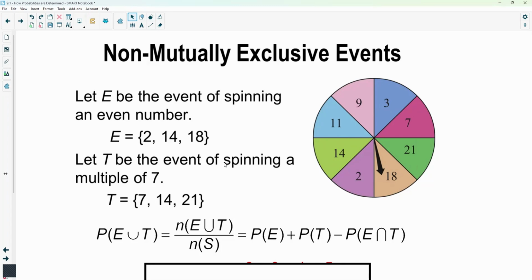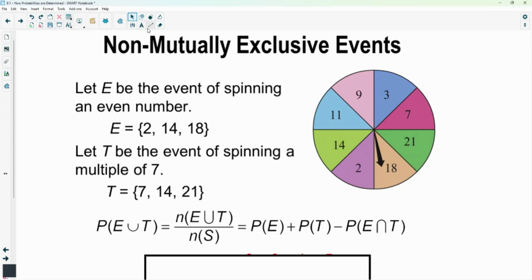Then it says, let event T be spinning a multiple of 7. So of course we got 7, we got 14, and we got 21. Now, what do you notice? Are these events, E and T, mutually exclusive? No, because they both share 14.